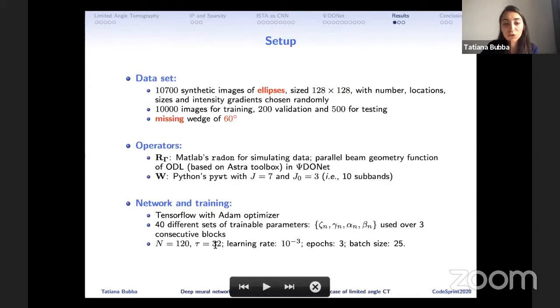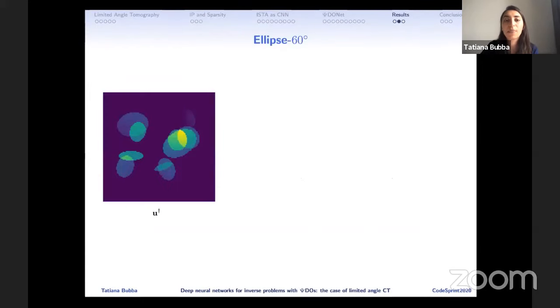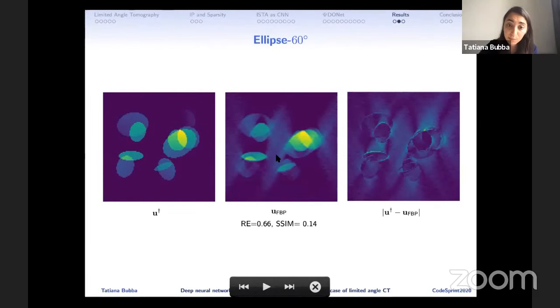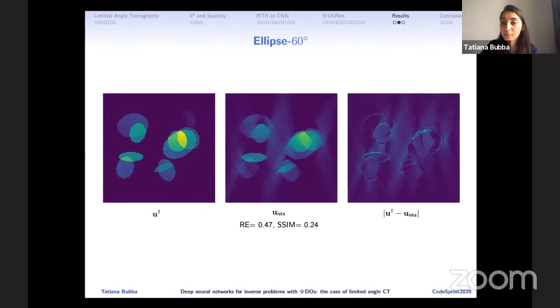Okay, so this is the size of the center of the filters block, and these are some results. Filtered back projection gives a reconstruction, as you can imagine, with many streaking artifacts and quite blurry. On the rightmost side, you see the difference between the ground truth and the reconstruction. With standard ISTA, we get a better reconstruction, but we still see that the streaking artifacts are there.